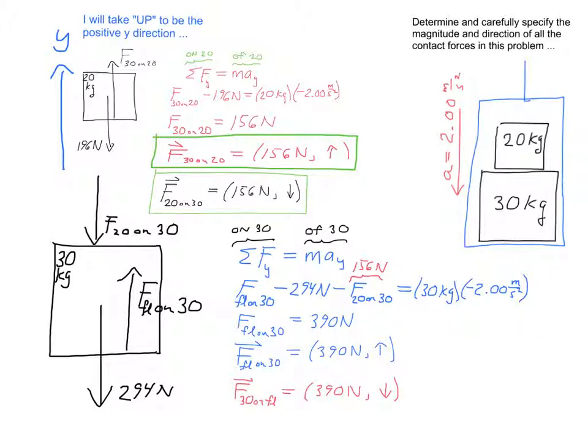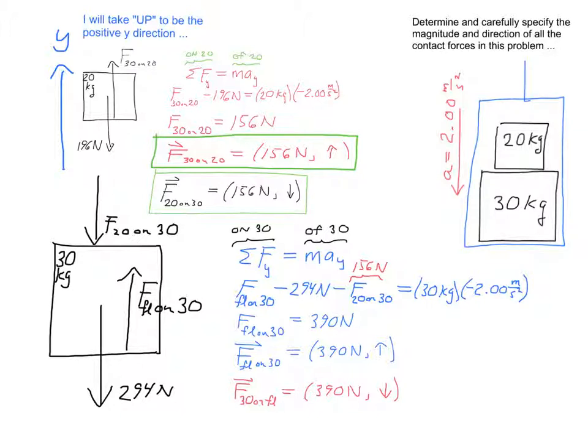So now we have all the contact forces. We got the force that the 30 kilogram block exerts on the 20 kilogram block, and the force that the 20 kilogram block exerts on the 30 kilogram block. Those are a Newton's third law pair. We have the forces that the floor exerts on the 30 kilogram block and vice versa here. Those form another Newton's third law pair.